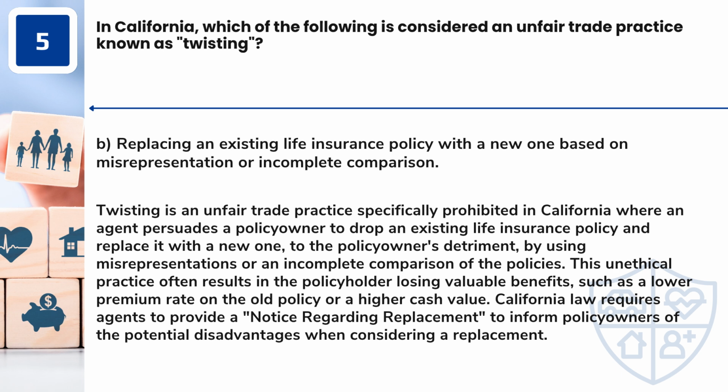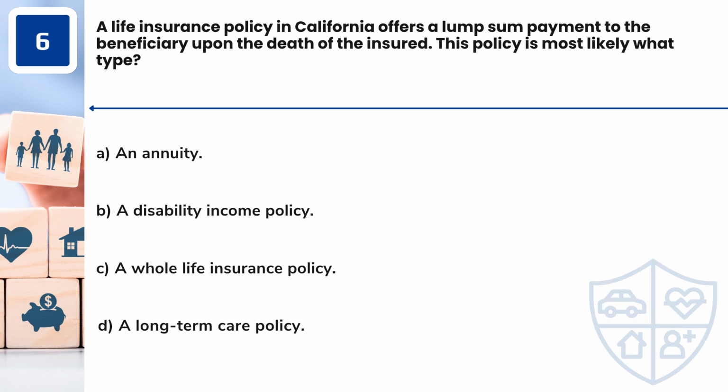This unethical practice often results in the policyholder losing valuable benefits, such as a lower premium rate on the old policy or a higher cash value. California law requires agents to provide a notice regarding replacement to inform policy owners of the potential disadvantages when considering a replacement. Question 6. A life insurance policy in California offers a lump sum payment to the beneficiary upon the death of the insured. This policy is most likely what type?